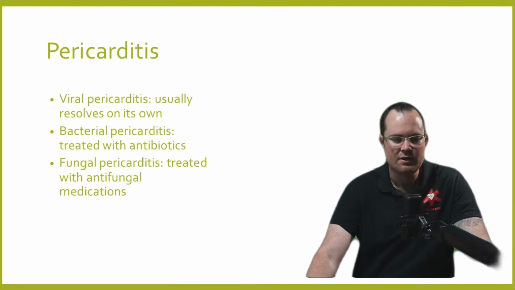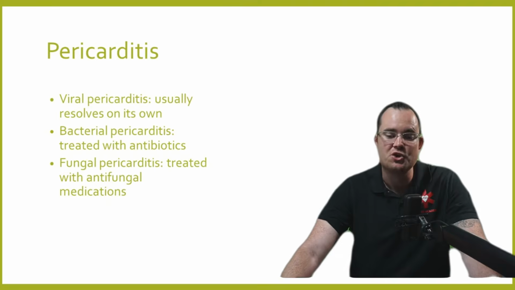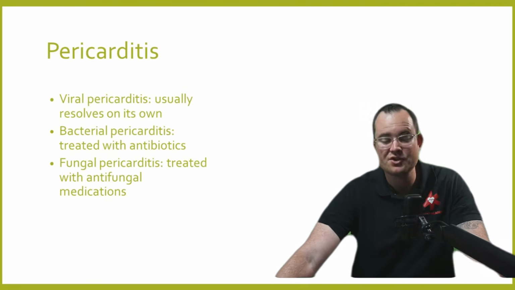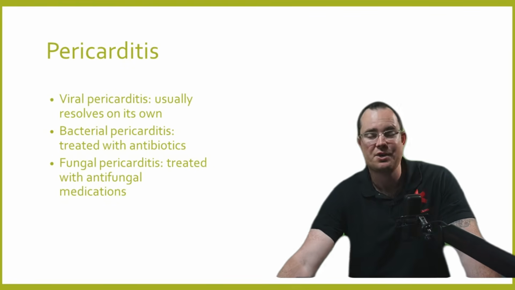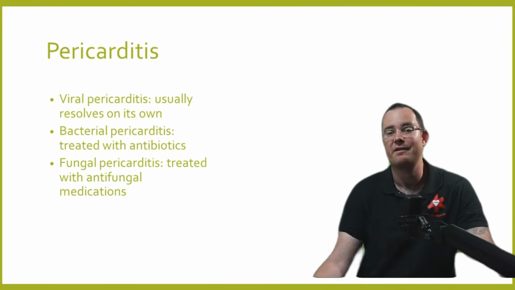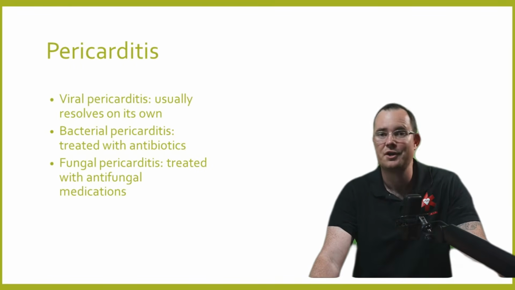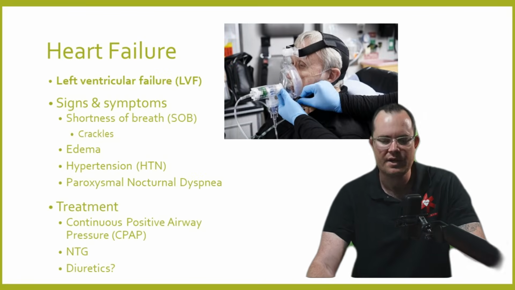Viral pericarditis resolves on its own. Bacterial pericarditis must be treated with antibiotics, and fungal pericarditis is treated with antifungal medications. Now, obviously, these patients are going to require blood work to determine if they have a viral, bacterial, or fungal infection. So there's nothing you're going to do as a paramedic to be like, this is probably viral. Yeah, you have no idea.